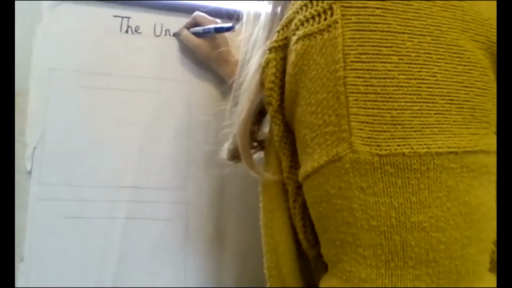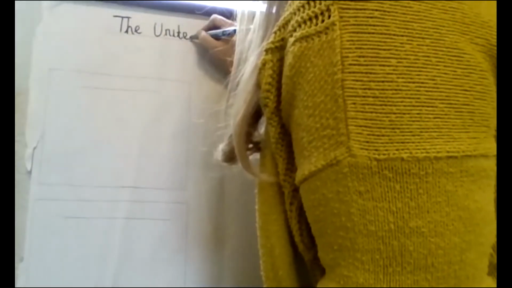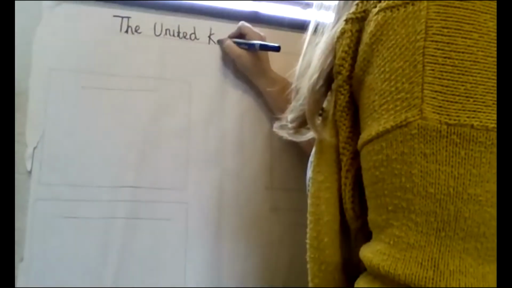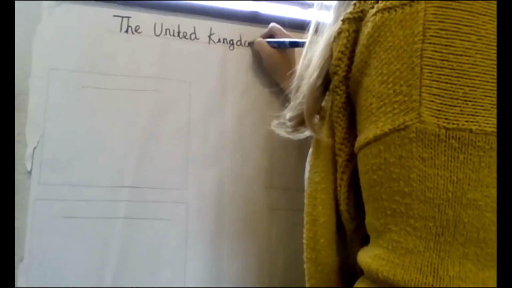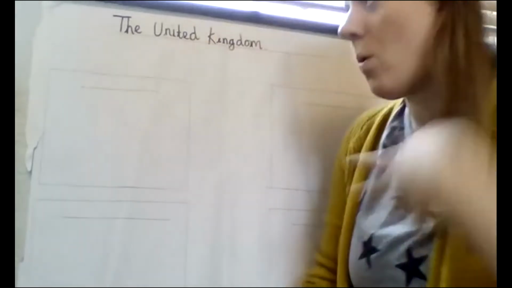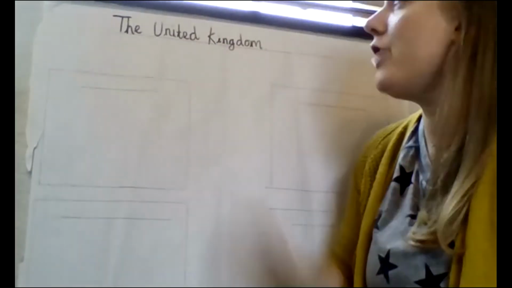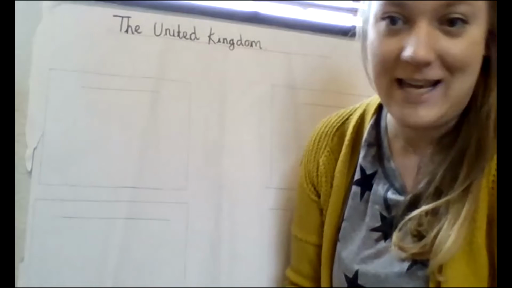Now, it's going to be tricky. I'm not used to writing on the wall. I'm going to have a capital letter. The. Now, United Kingdom is the name of a place, so we need a capital letter. The United Kingdom. A very clear title there. So if anyone walks into my house right now, they'll know that I have been learning about the United Kingdom.